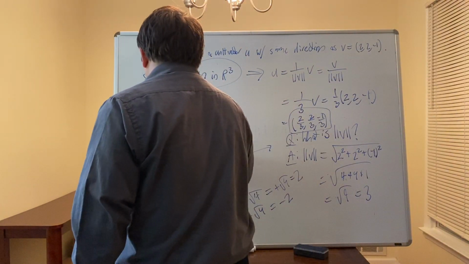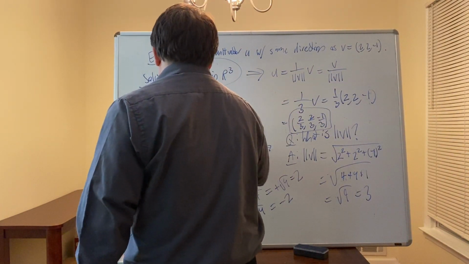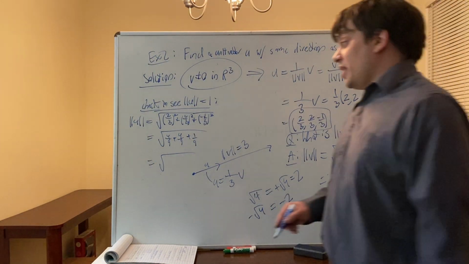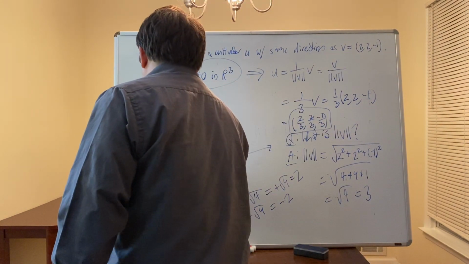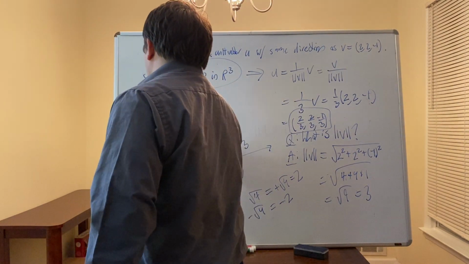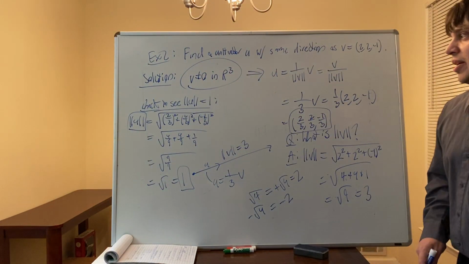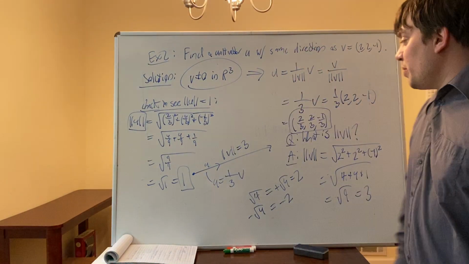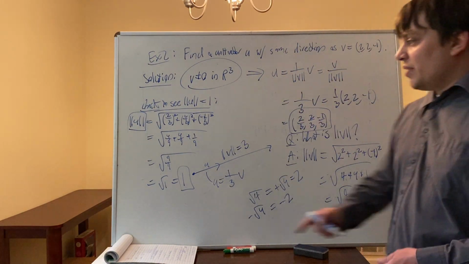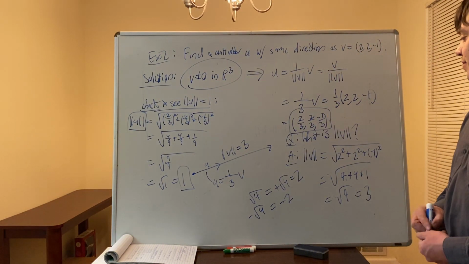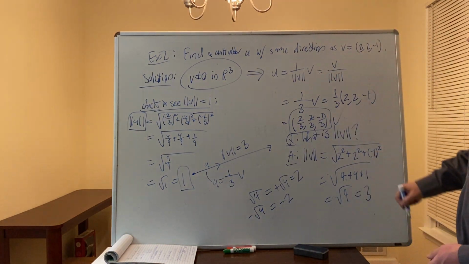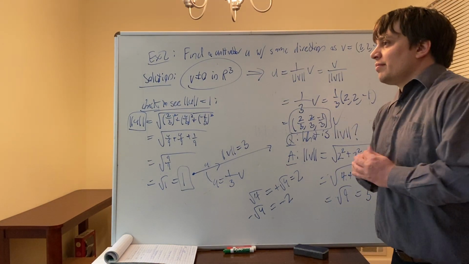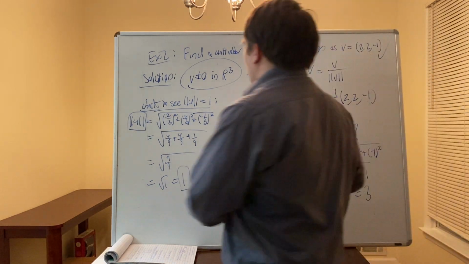So 2/3 squared is 4/9, plus 2/3 squared is 4/9, plus negative 1/3 squared is 1/9. And so this is the square root of 4/9 plus 4/9 plus 1/9, and that's the square root of 9/9. That's the square root of 1, which is positive 1. So what we showed here in the check is that the norm of u is 1. And by the definition of a unit vector, if the norm of a vector is 1, it's called a unit vector. And so we found a vector with the same direction as v of length 1. So there we go. We got the answer.